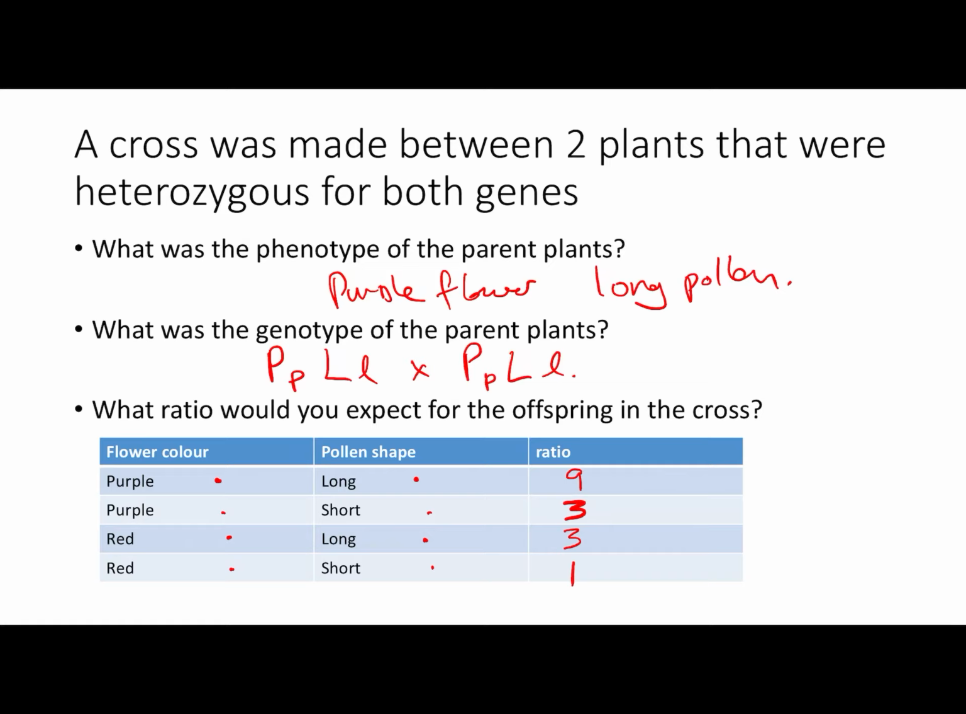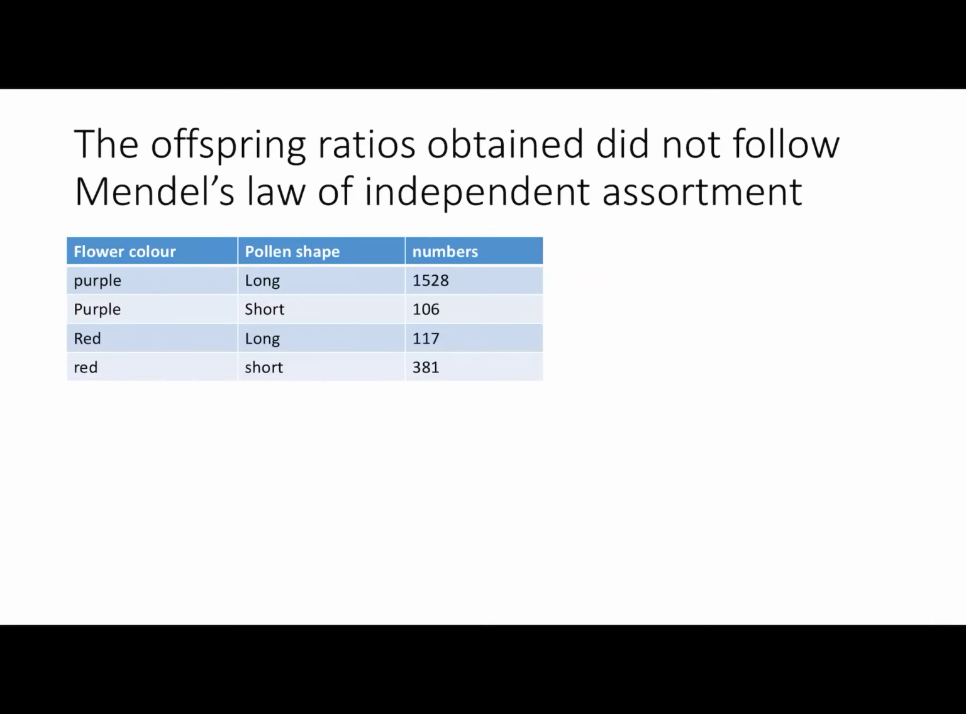And they actually bred loads and loads of these plants together, and they got a large number of offspring, and the actual numbers that they got were these. So in fact, they bred 2,132 plants in total. That's a really large number, so they can be quite happy with their results. And they did this over time, and they got these results. And this didn't follow the normal ratios. We would have expected a ratio of 9, 3, 3, 1 here. But in fact, what they got were these numbers, which didn't actually follow it.